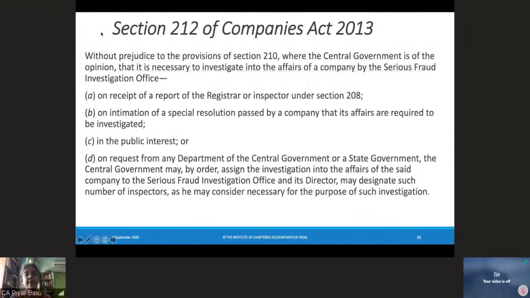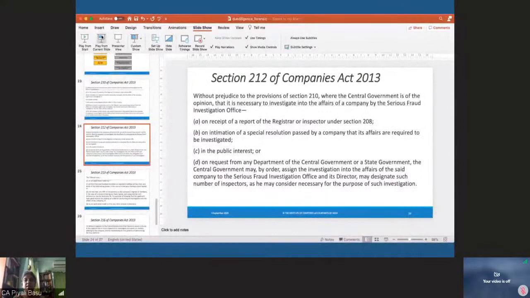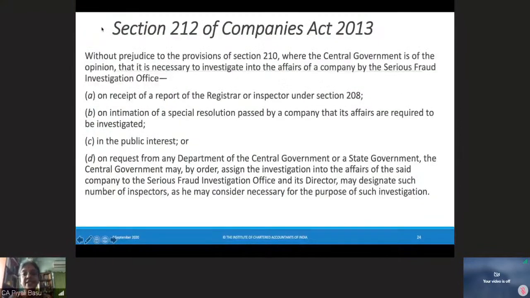Okay, and section 212 talks about the SFIO. Without prejudice to the provisions of section 210, where the central government is of the opinion that it is necessary to investigate into the affairs of the company by an investigating office on receipt of the report.